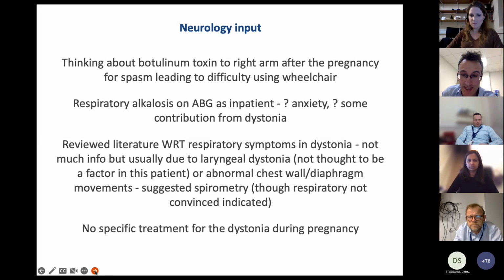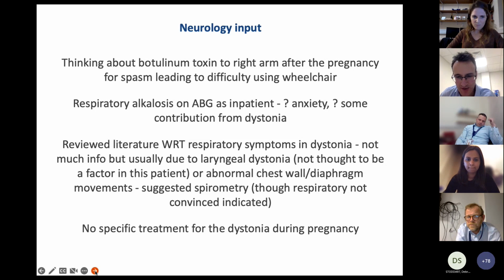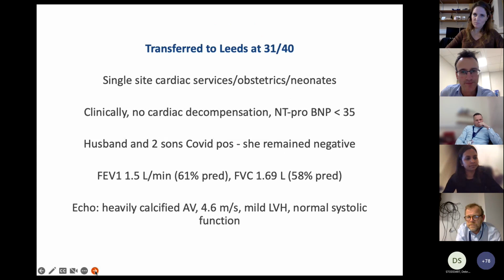They wondered whether she was just anxious on a ward or whether that was in some way a contribution from the dystonia. They went back to the literature and looked at respiratory symptoms in dystonia. There wasn't a lot there, but apparently that's usually due to laryngeal dystonia, which isn't something that she was thought to be affected by, or potentially just related to abnormal chest wall movements and diaphragm movements. They suggested some spirometry, although apparently the local respiratory team didn't think that was necessarily worth doing. But they said that there was no specific treatment for the dystonia during the pregnancy.